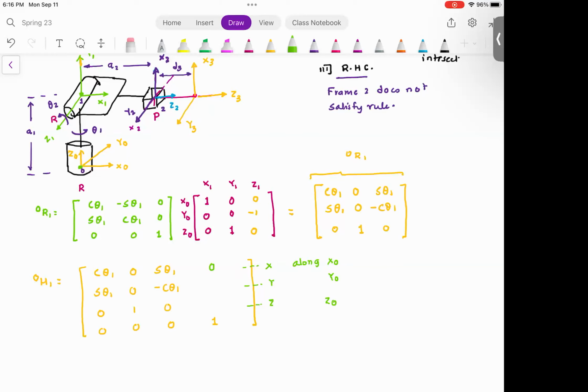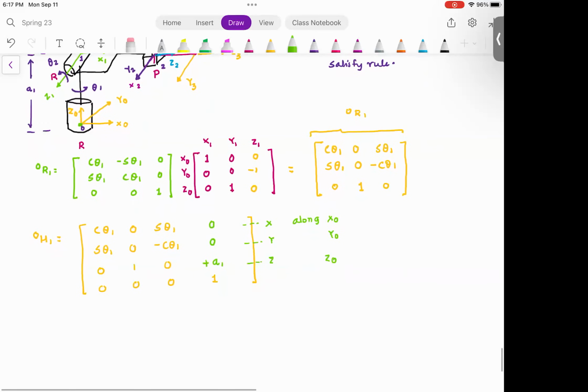Yeah. So look at frame number 0. Look at frame number 1. Do you see that the distance between the frame 0 origin and the frame 1 origin, they are aligned. So what is the distance along x naught? 0. Along y naught, 0. The only difference is they have a z offset, and that z offset is positive a1. Are you with me? So theta is not playing any role in here.